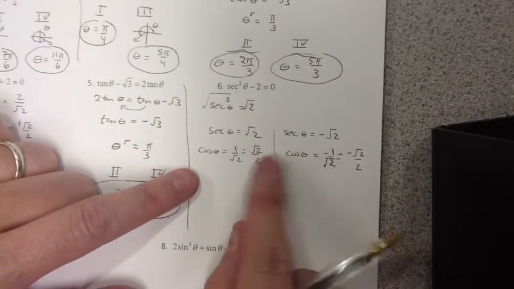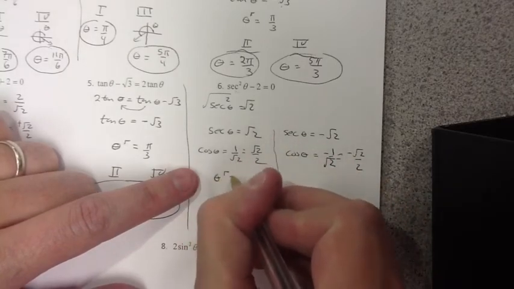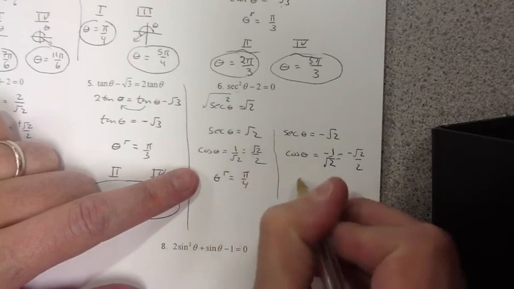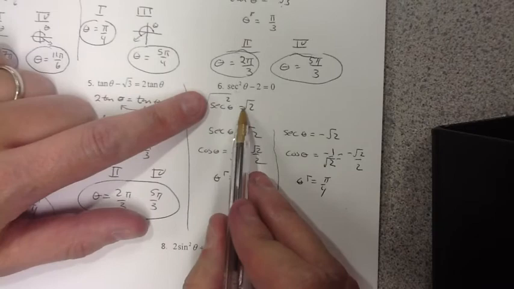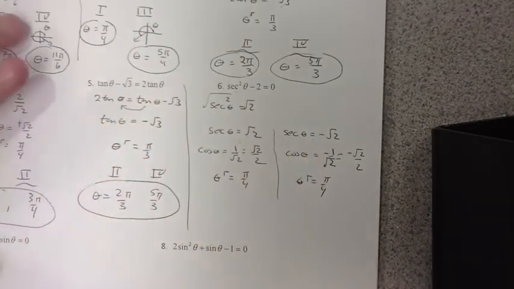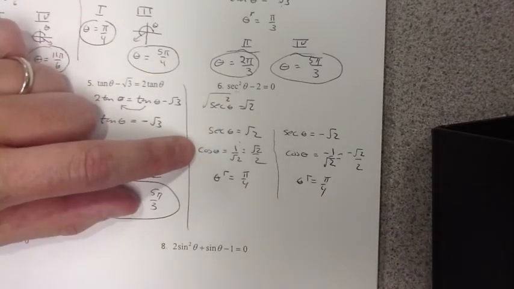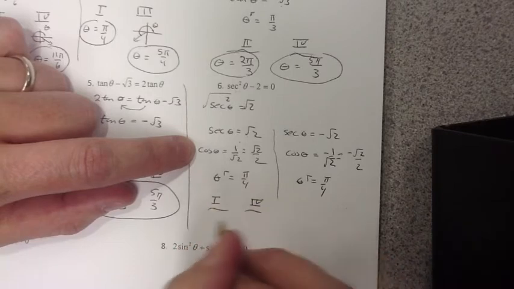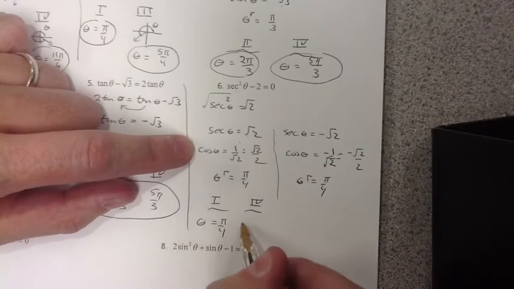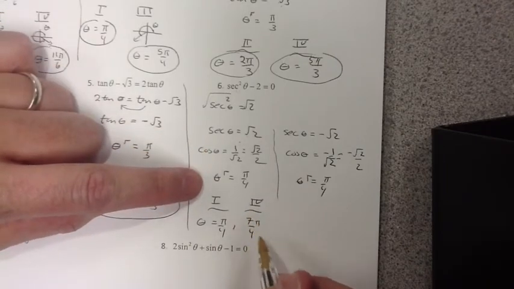These both have the same reference angle. Theta r is pi over 4. Remember, we get two answers because when you take the square root, you get a positive and a negative, so be careful. Now we just have to determine the quadrants. Cosine is positive in the first and fourth quadrant. So in the first quadrant, we already got it, pi over 4, very easy to do. And in the fourth quadrant, this is 7 pi over 4.